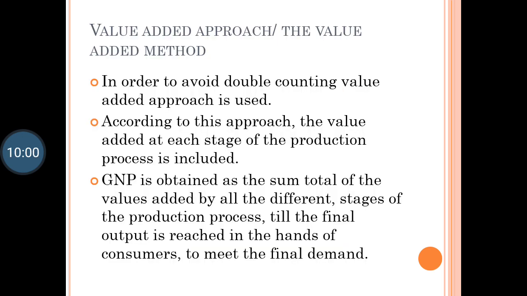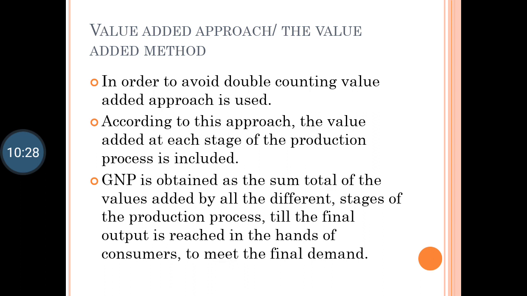Now let us see the value added approach. In order to avoid double counting, the value added approach is used. Sometimes when we go for the final goods approach, if by mistake in the final product we add raw material charges again, it will lead to double counting. So in most cases, the value added method is used to avoid double counting.